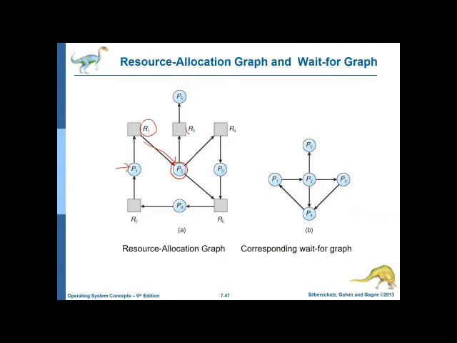Now, P2 also requests a resource R3. By looking at this arrow, we can understand that. But the resource R3 is already allocated to P5, or P5 is holding R3. Similarly, P2 is also requesting R4, but R4 is already held by P3. Similarly, P2 is also requesting the resource R5, but R5 is already held by the process P4. So P2 requests R3, which is held by P5. P2 requests a resource R4, which is held by P3. P2 also requests a resource R5, which is held by P4.